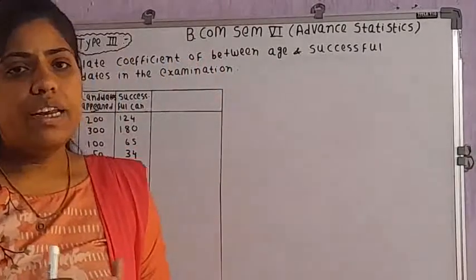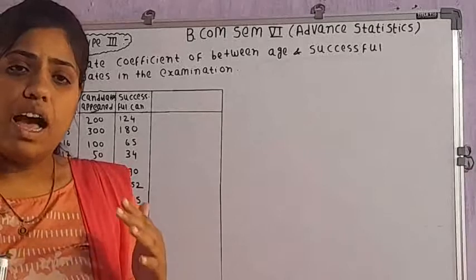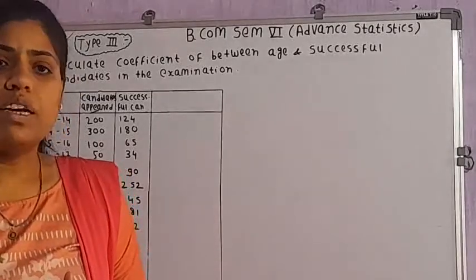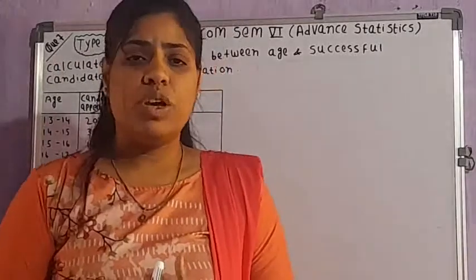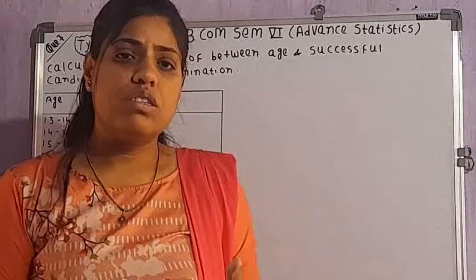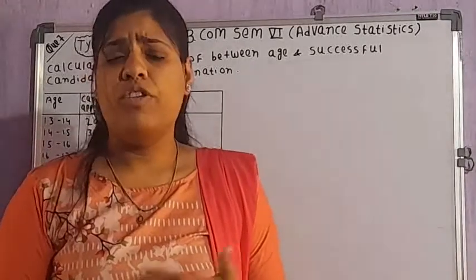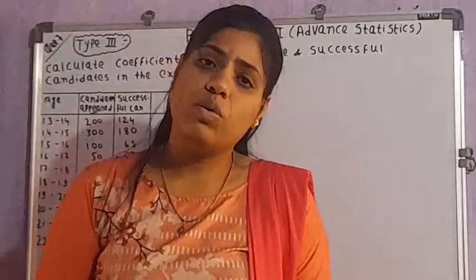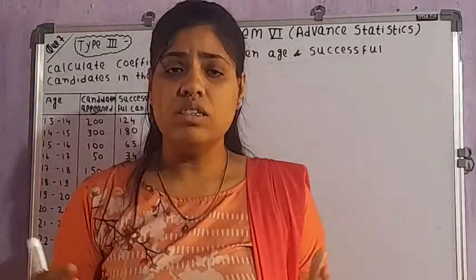So, we are dealing with the correlation analysis under this chapter, and we are done with the simple numerical problems. Now, we are dealing with the type 3 problems whereby 3 series are given, okay? And we need to convert those 3 series into 2 for proceeding further with the problem. So let's see the question and then we will discuss the methodology for solving this question.